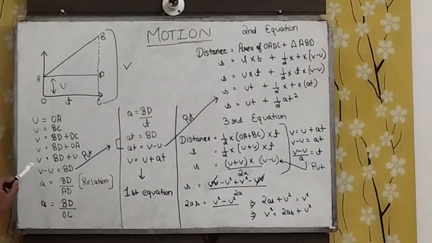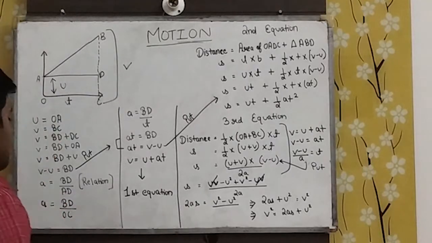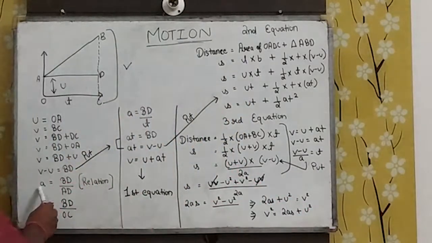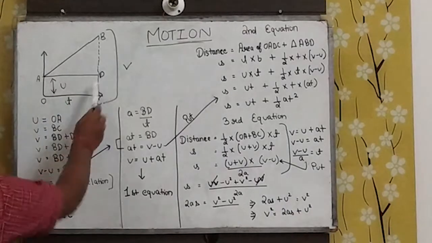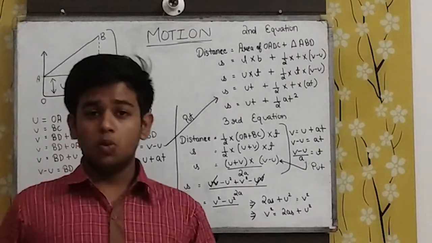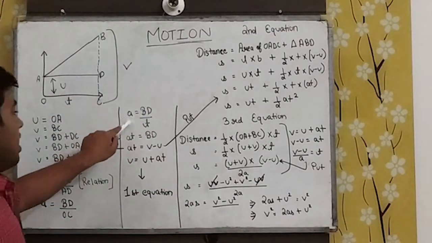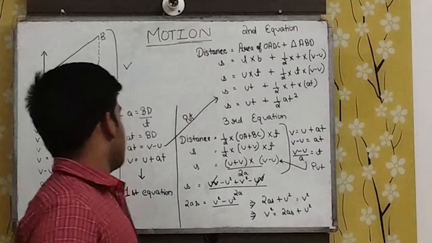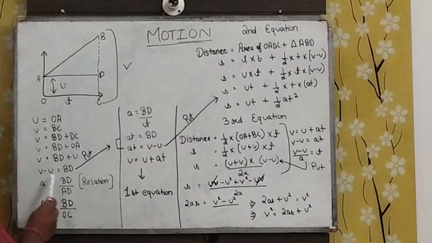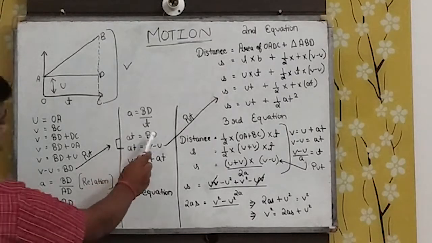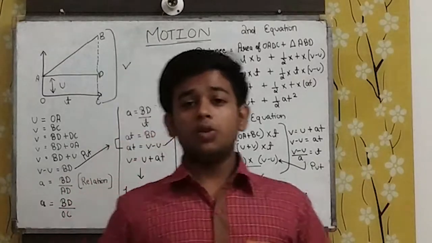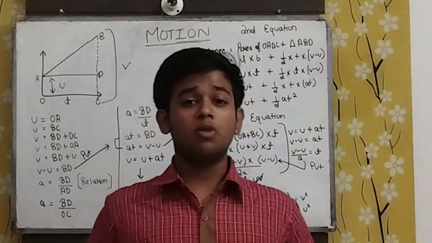On solving, V minus U will become BD. Acceleration is change in velocity upon time. So A equals to BD upon AD. AD can also be written as OA, which again can be written as T. So A will be BD upon T. On solving, AT will be equals to BD. BD here can be written as V minus U. So AT will be V minus U. On solving, V equals to U plus AT. This is how the first equation of motion is derived.